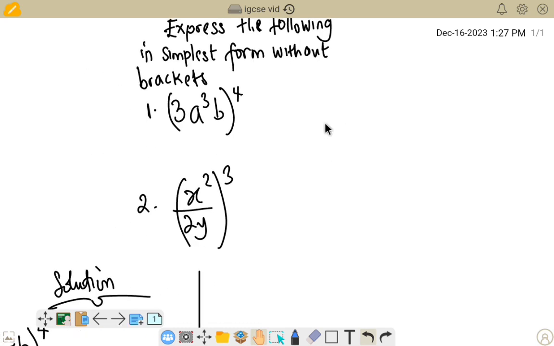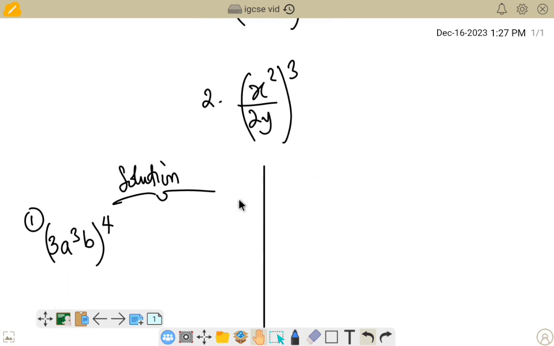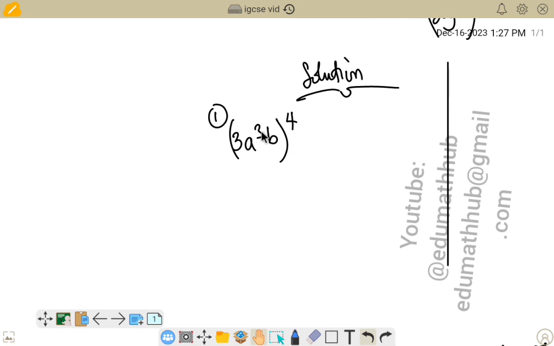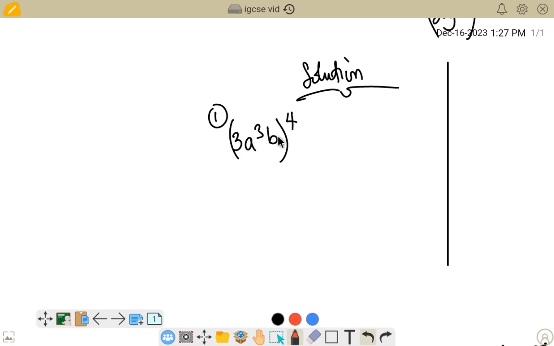Now to solve this, you have 3a^3, then b raised to the power 4. This 4 applies to everything in the brackets. It applies to 3, it applies to a raised to the power 3, it applies to b. Imaginary 1 is here, imaginary 1 is here. So bring that out. You have 3 to the power 1, a raised to the power 3, b raised to the power 1. Everything is to the power 4.